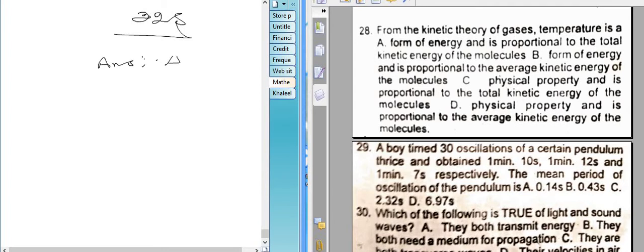So let's move to question 29. A boy timed 30 oscillations of a simple pendulum thrice and obtained 1 minute 10 seconds, 1 minute 12 seconds, and 1 minute 7 seconds respectively. The period of oscillation of the pendulum is? So let's solve this question.